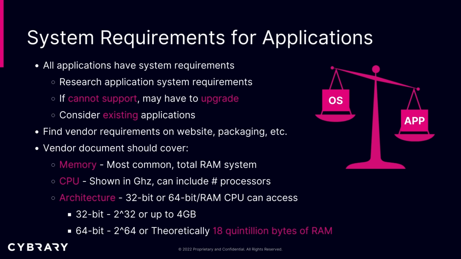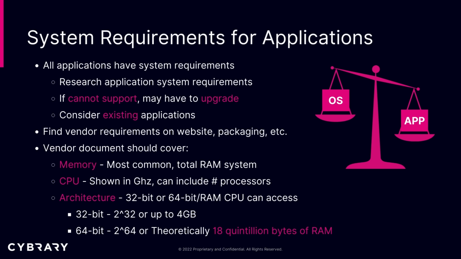The first you would see would be memory. This is the most common one that you would see. The total RAM that the system needs to have in order to run that application successfully. The next you would see would be the CPU. And this would be the processor speed, normally shown in gigahertz. Also, they could include the number of processors as well.